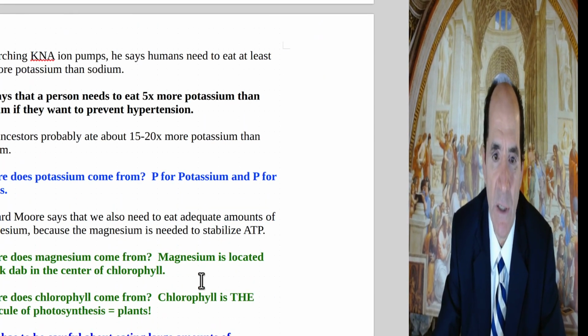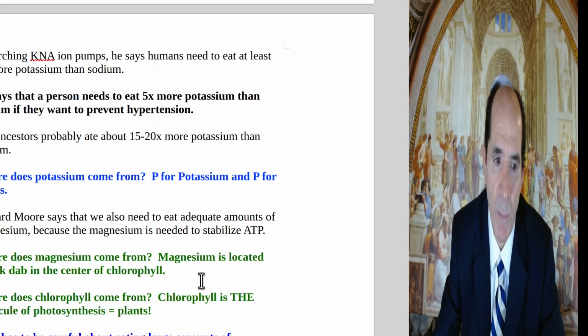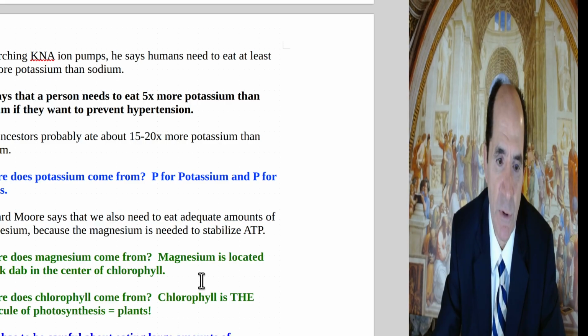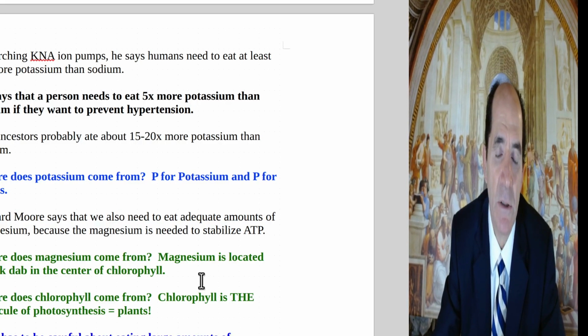Okay, normally our ancestors probably ate about 15 to 20 times more potassium than sodium, whereas modern humans have a tendency to reverse that. They'll eat 10 or 15 times more sodium than potassium. So we've messed up our natural diet.